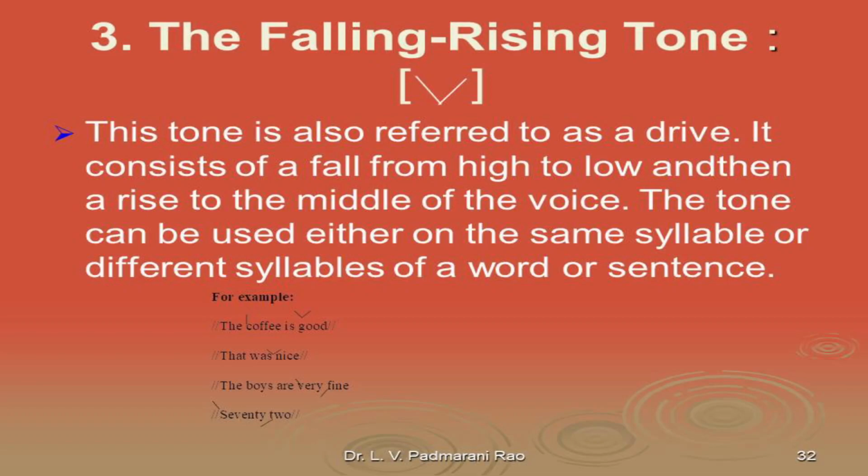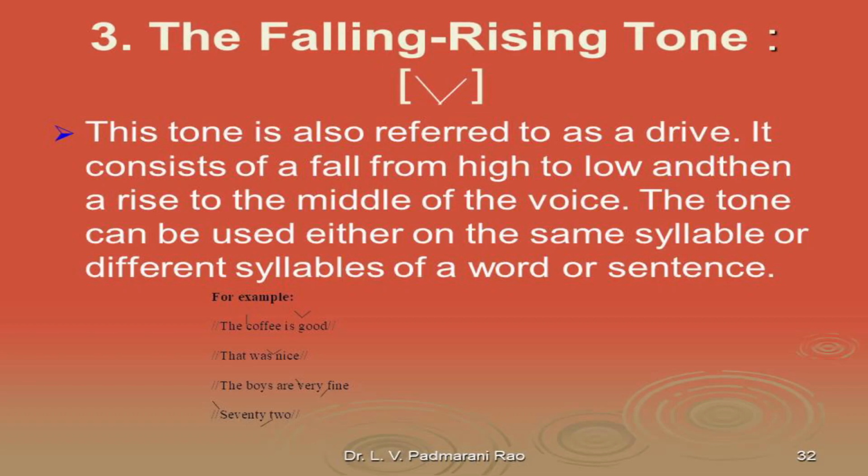The tone can be used either on the same syllable or on different syllables of a word or a sentence also. For example, if you look at the examples on the slide, the coffee is good. So for good, we have given a falling rising tone. Coffee is stressed. The coffee is good is a sentence which can be uttered first of all in a single attempt. So it belongs to the single tone group, which we could have marked with double slant lines, as you could see.